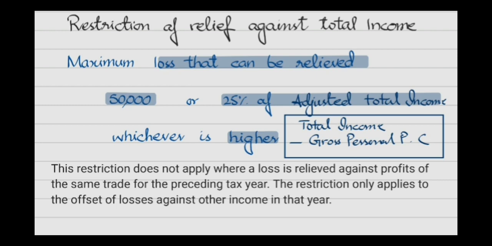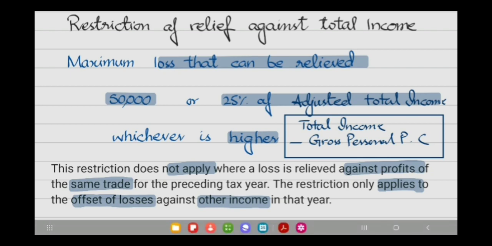So if you deduct the gross personal pension contribution from total income, you will get the adjusted total income. Another important factor is that this restriction is applicable if you are offsetting the loss against other income. If you are setting off loss against the same trade profit, this restriction is not applicable. This is the important point you need to remember.